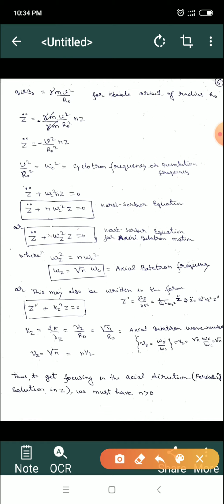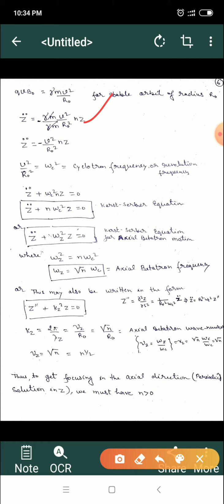So we know that for the stable orbit, from the Lorentz force, q v B0 is equal to gamma m v square upon r0. So we substitute, then the third equation of motion becomes gamma m upon gamma m, v square upon r0 square, n z. So gamma m and gamma m will cancel out. So z double dot is equal to minus v square upon r0 square n z.